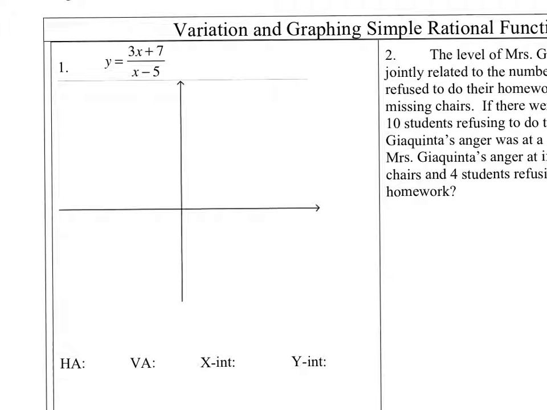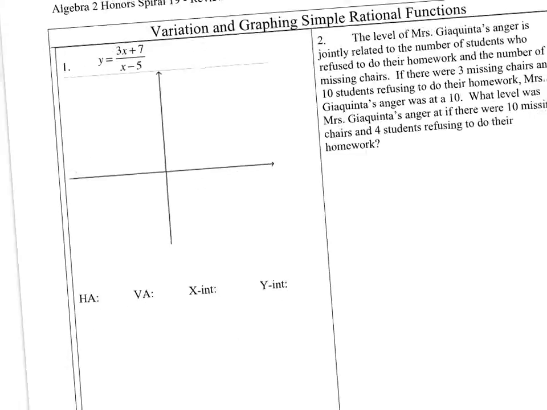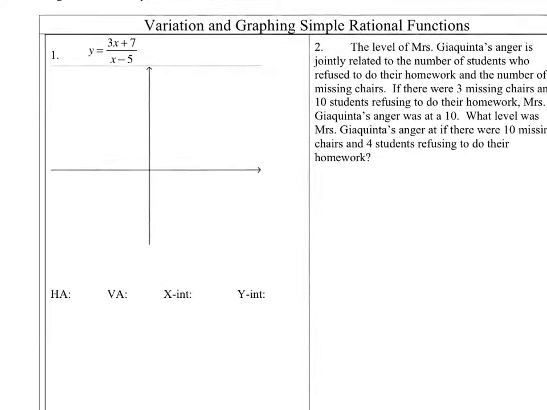So we've got to identify a few different characteristics: the horizontal asymptote, vertical asymptote, x-intercept, and y-intercept. I'm going to start off with my horizontal asymptote just because it's listed first here. To do that, I'm going to compare these two since we have the same degree in the top and bottom. In this case, we end up with just 3 as a value. So y equals 3 would be my horizontal asymptote.